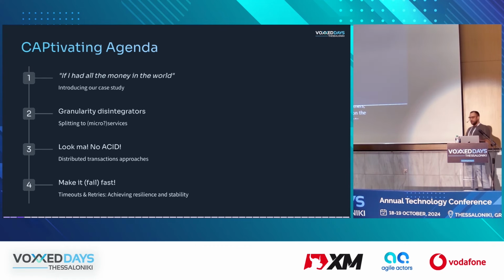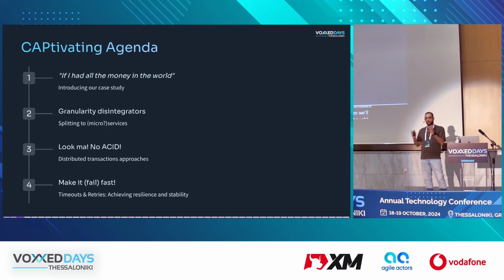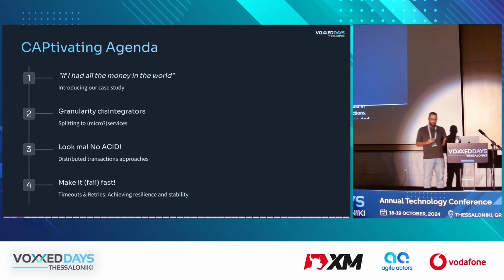So how will I try to do this? First, I'll introduce you to our case study, and then we'll see the decision-making and thought process we went through as we split a monolith into microservices. Then we'll see the hell that this decision unleashed, in the form of distributed transactions. So we'll see how we tackled those, and then we'll close with what is the best bang for your buck in terms of gaining resilience and stability in your system, which is proper timeout and retry policies.